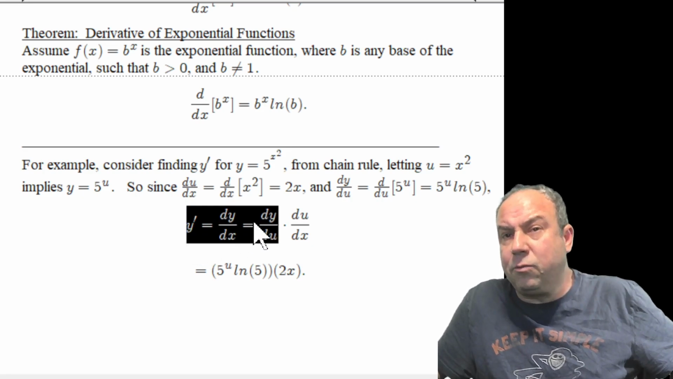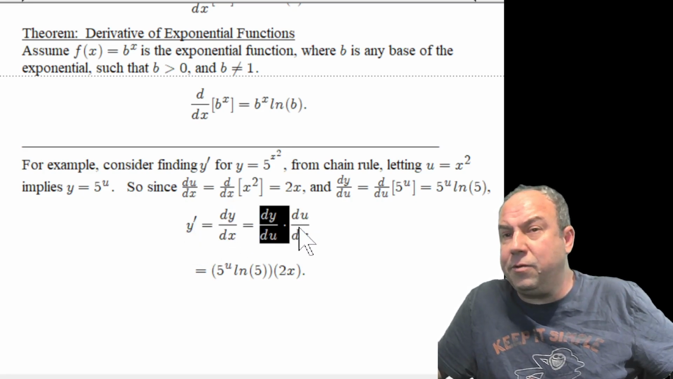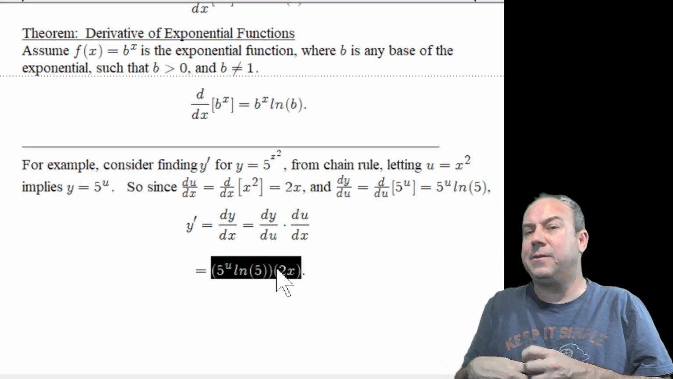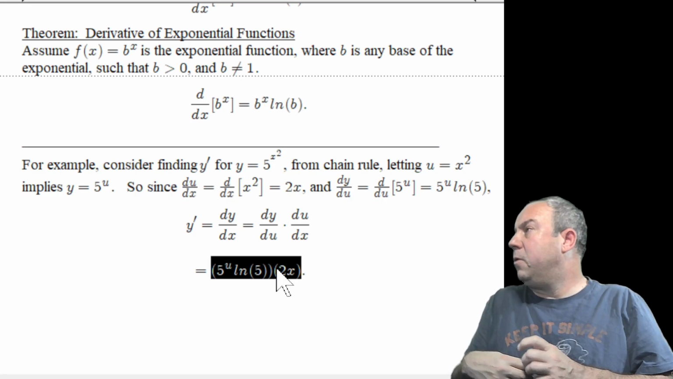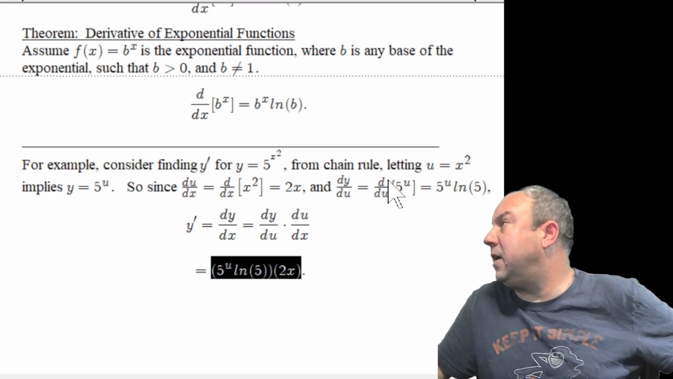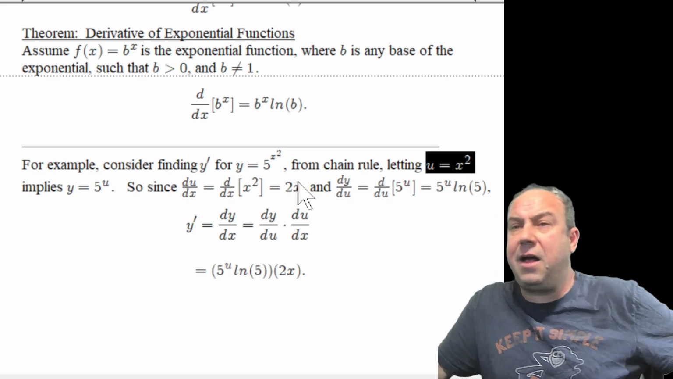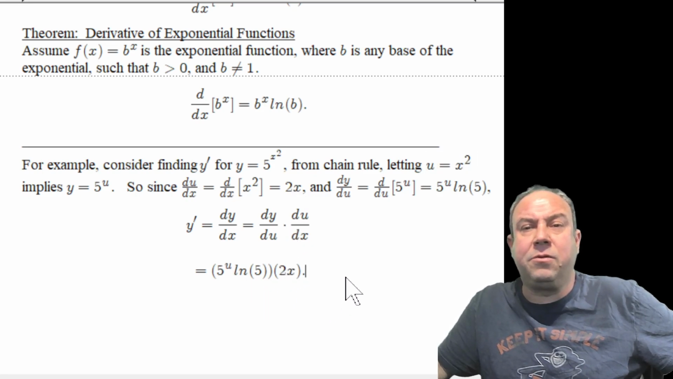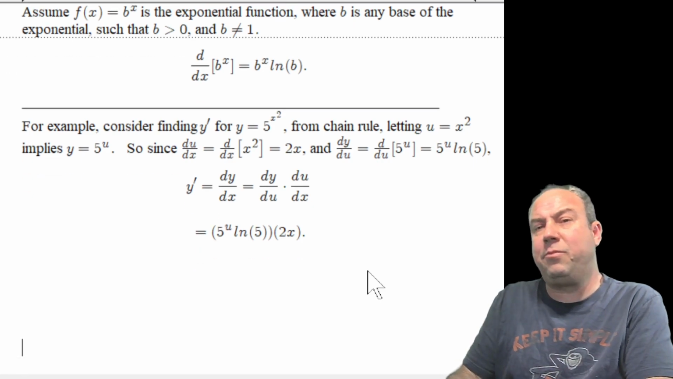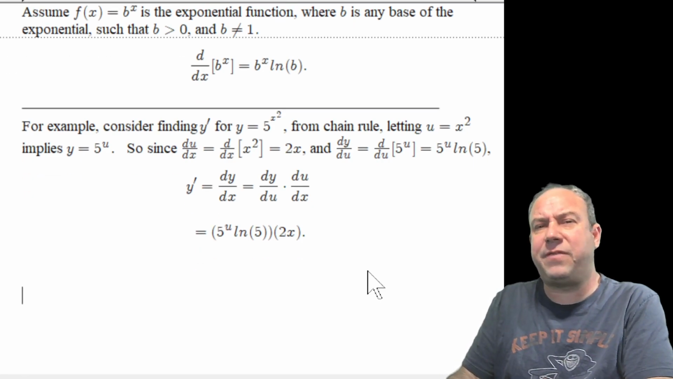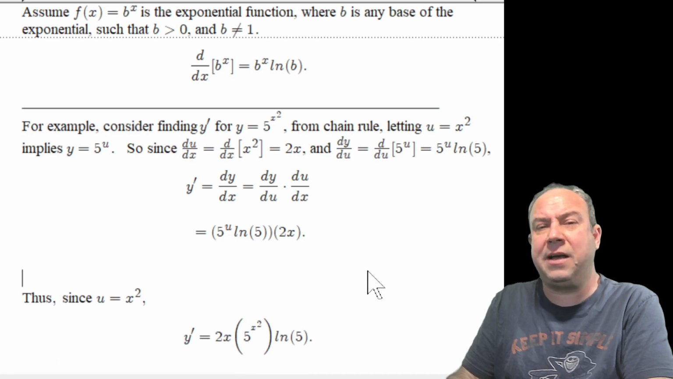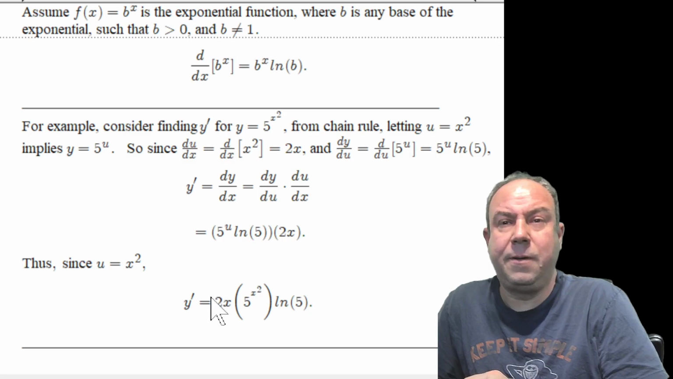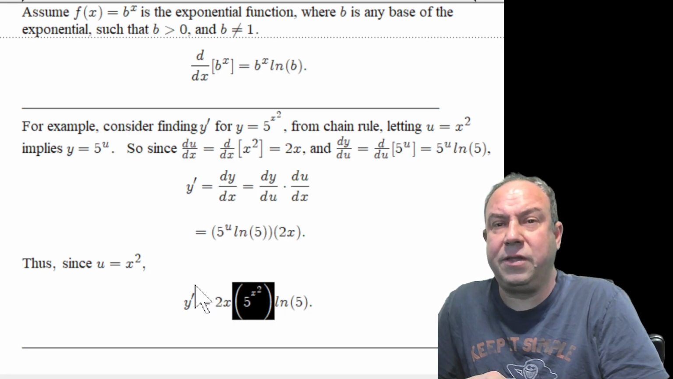And from the chain rule, dy dx would be dy du times du dx, which would be 5 to the u times ln of 5 times 2 times x, where we know the value of u is just equal to x squared. So we can substitute that in for u. And in the end, we end up with 2 times x times 5 to the x squared power times the ln of 5 as our result. That becomes the derivative result in this case.